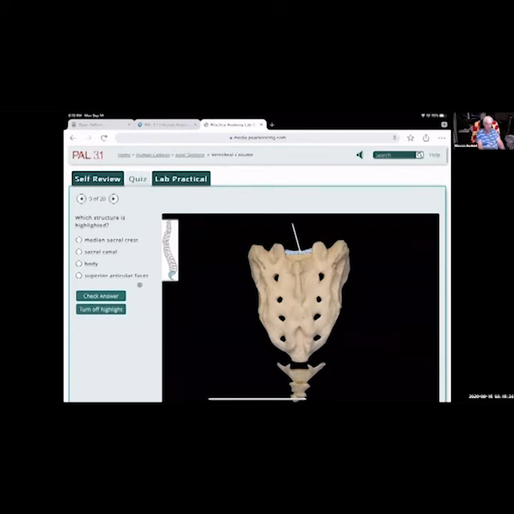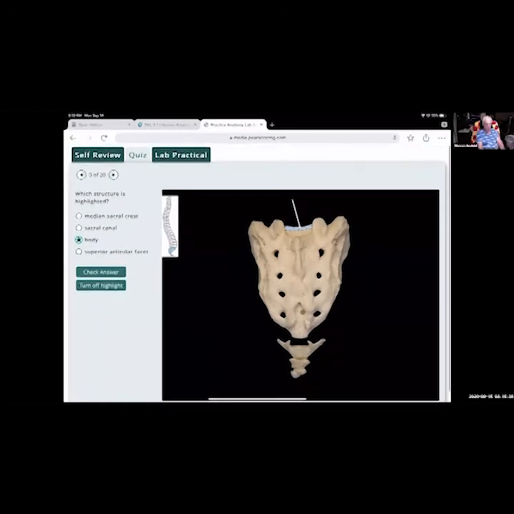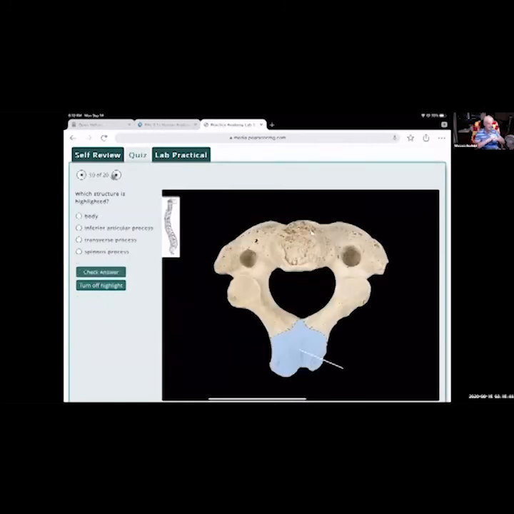All right, so what structure is highlighted here? The median sacral crest, the sacral canal, the body, or the superior articular fossa? The body. What bone is that? Sacrum and coccyx. And that's the coccyx right below it. Got it. Perfect. Okay. This is the spinous process. It points to the back. You can see articular facets right here, your superior articular facets, it looks like.